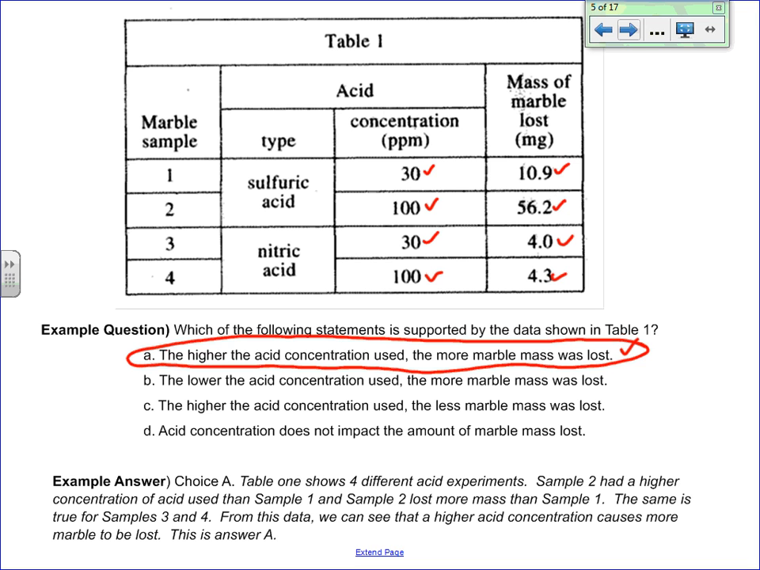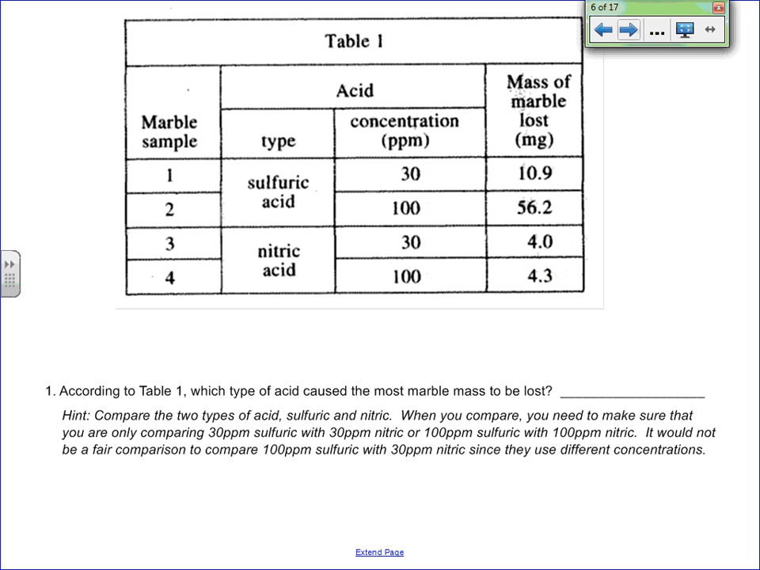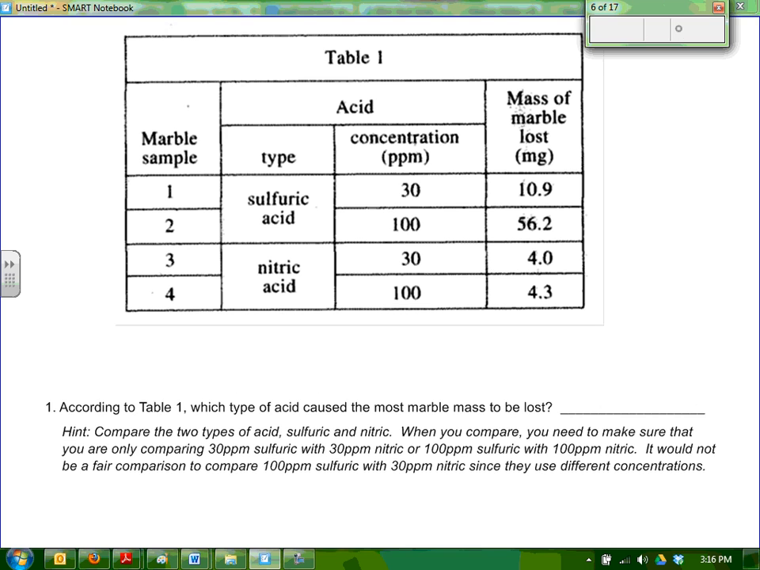Now that we have a little bit better understanding of how the experiment was run, we want to try questions 1, 2, and 3, which are guided questions, so they have things on the side. After you finish questions 1, 2, and 3, press play on the video so that we can go through the answers together. Right now, press pause and give yourself a little bit of time to work out questions 1, 2, and 3.